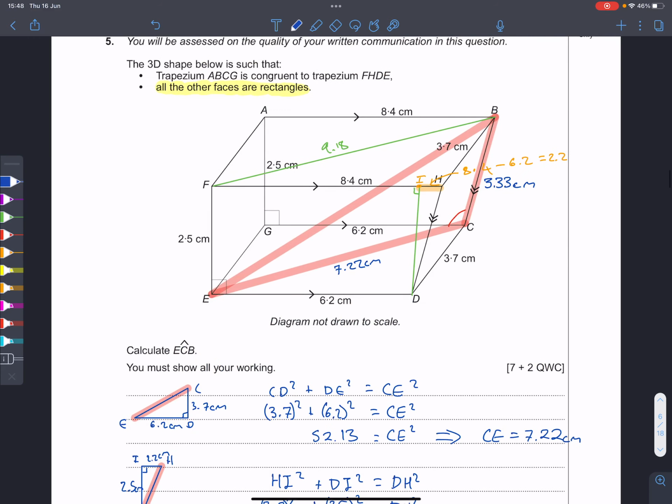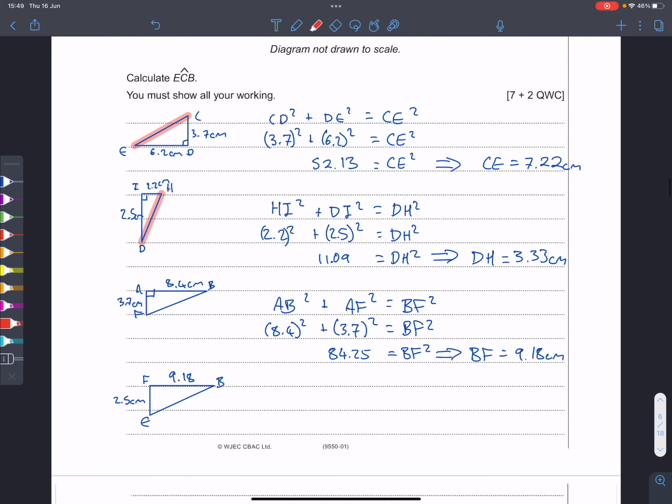So this side that I'm looking for, this is my last of the red sides, can be worked out using Pythagoras because this is a right angle by here. So I get BF all squared plus EF all squared equals BE all squared. So that's 9.18 squared plus 2.5 squared equals BE squared.